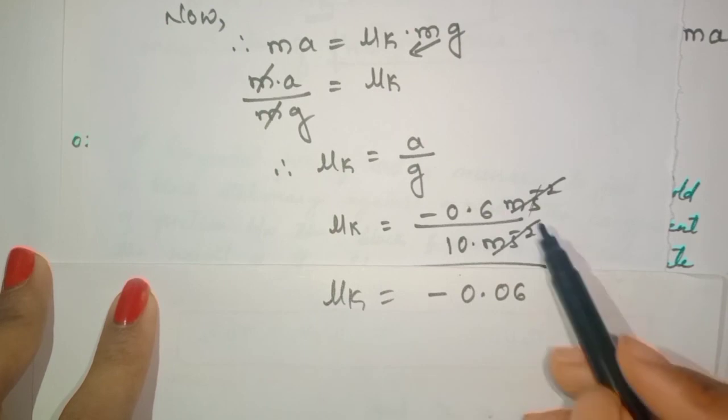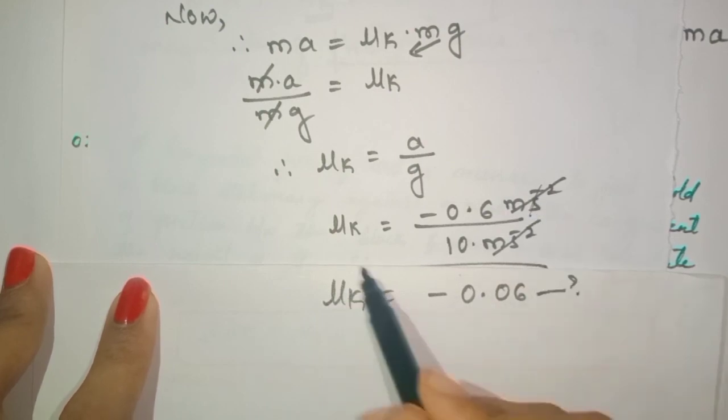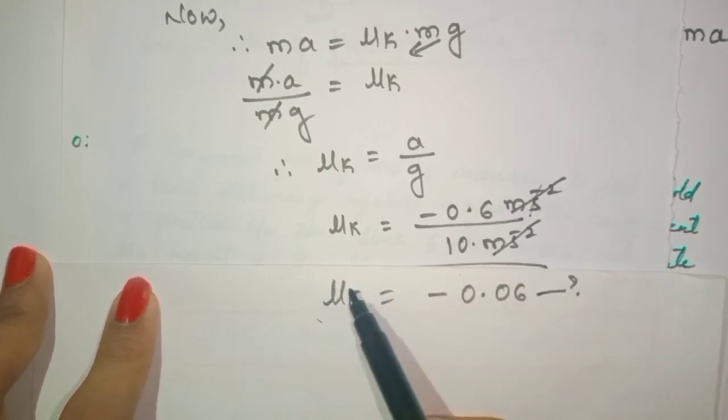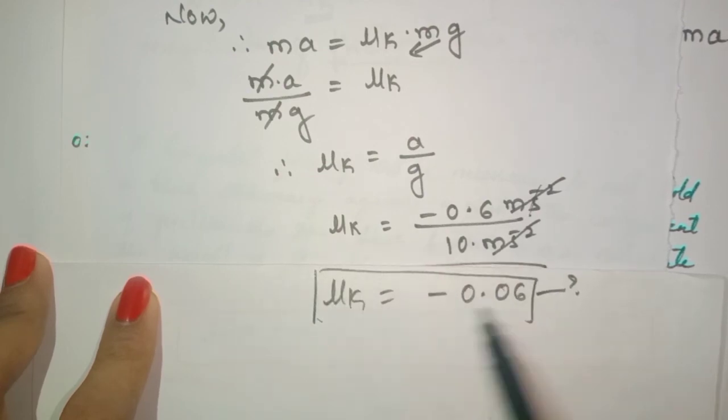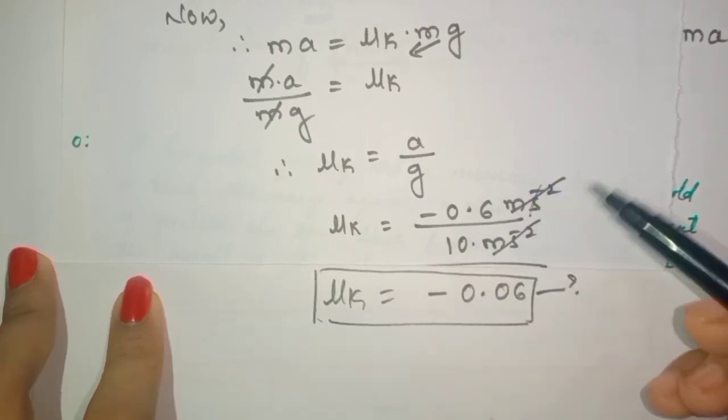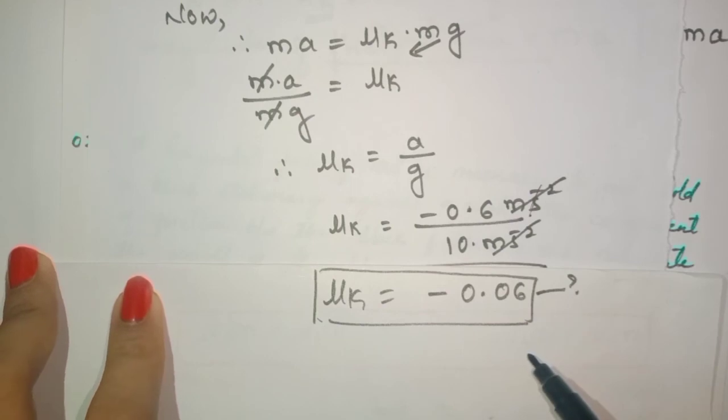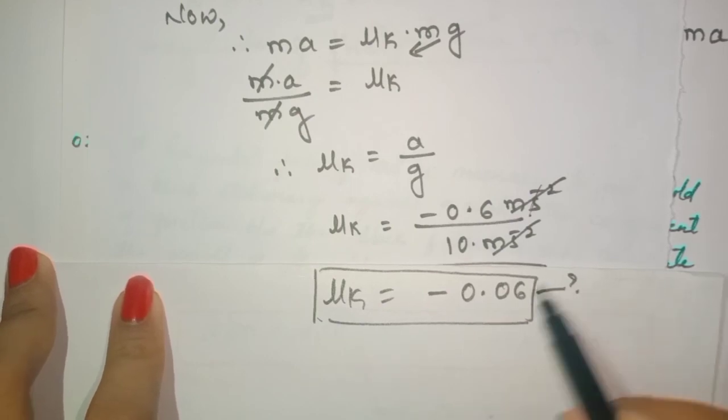As the units are cancelled, there is no unit, right? And also we know that the coefficient of kinetic friction is a constant term and hence it will not have any unit. So if you substitute the units in the formula, you will get the resultant unit easily. Is it clear? I hope you have understood.